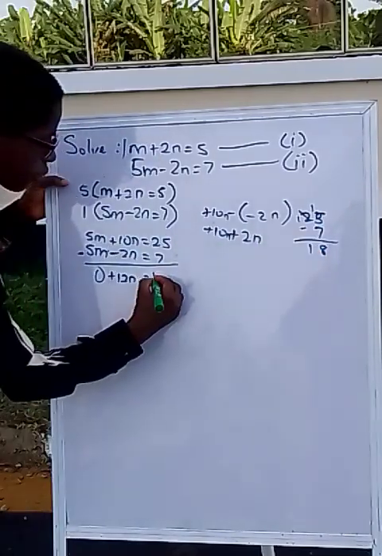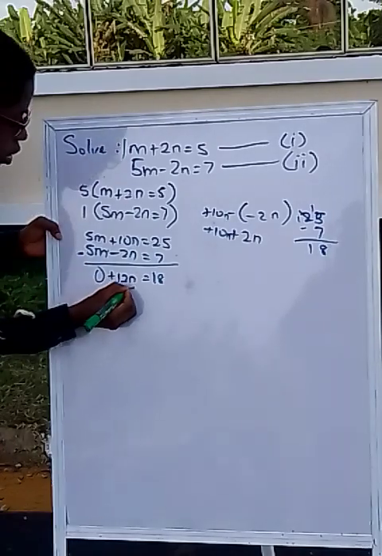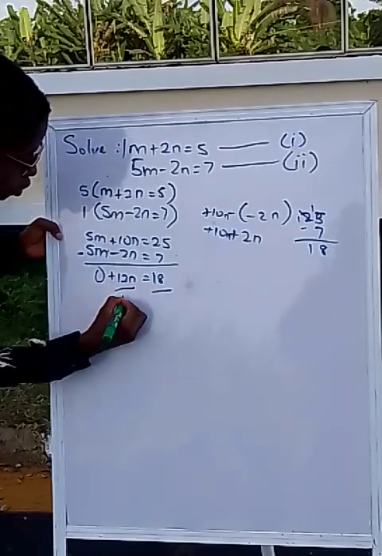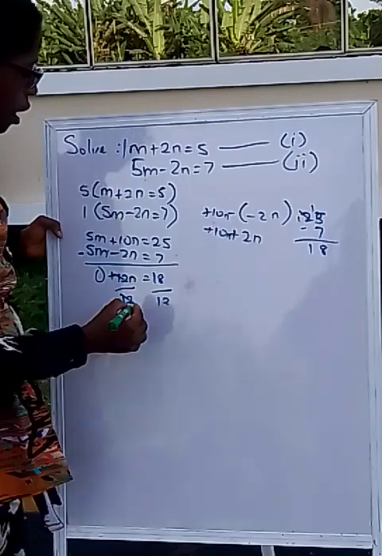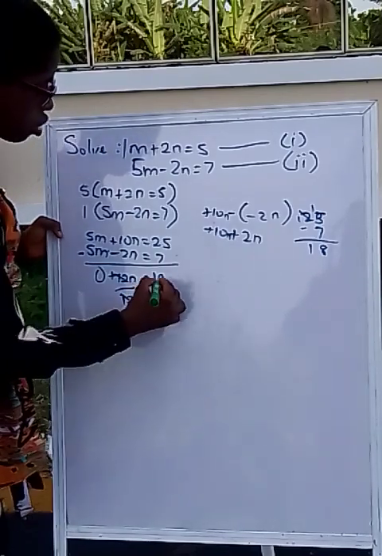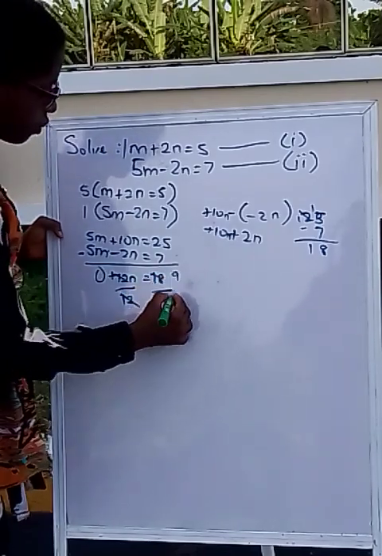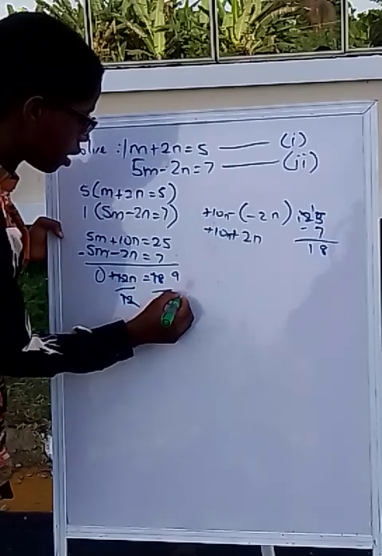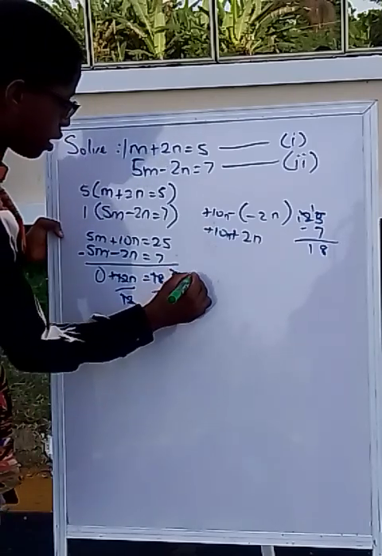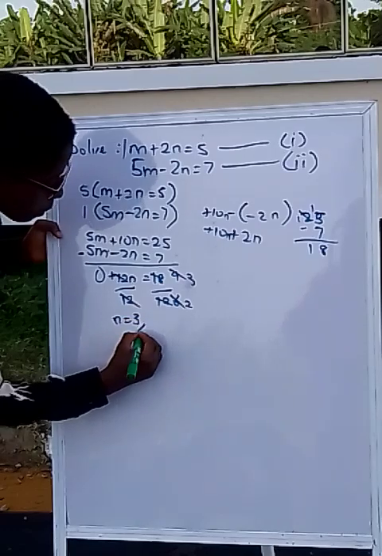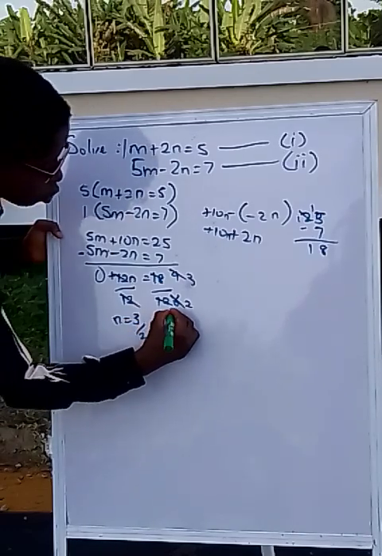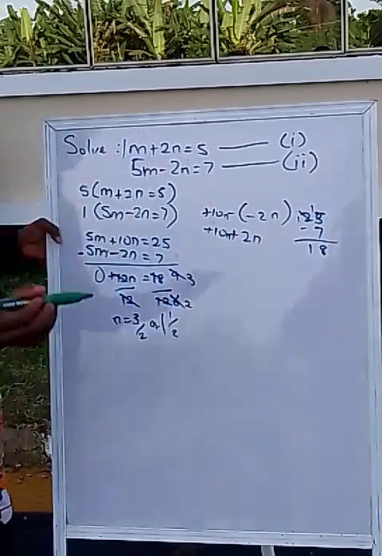So we divide both sides by the coefficient of n, which is 12. 12 cancels 12. Now, 2 in 12 is 6. 2 in 18 is 9. 3 in 6 is 2. 3 in 9 is 3. So our n is equal to 3 over 2, or 1 whole number, 1 over 2. But to make things easy for us, we make use of 3 over 2.